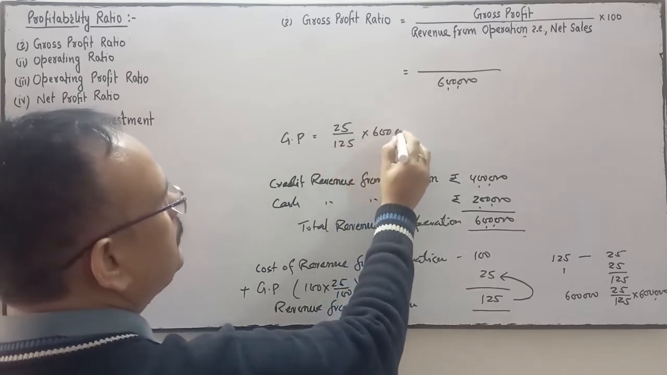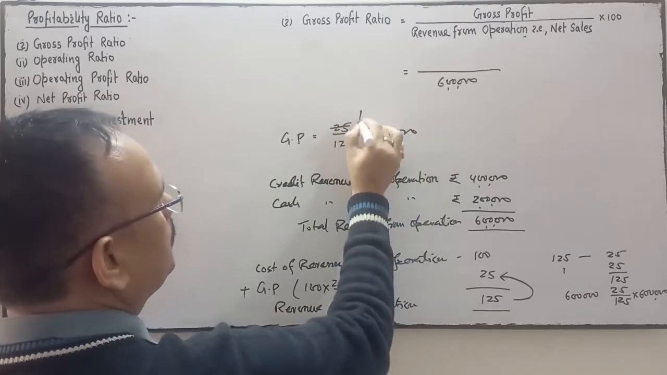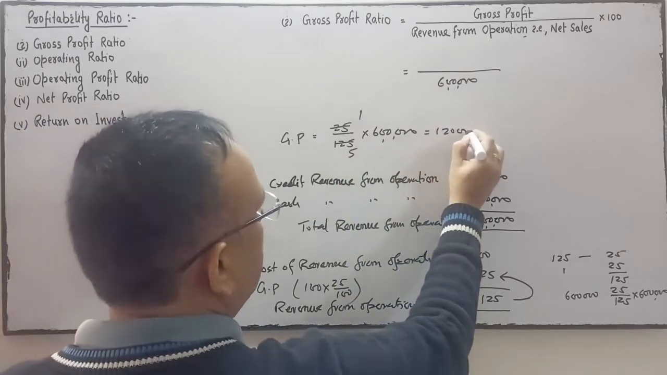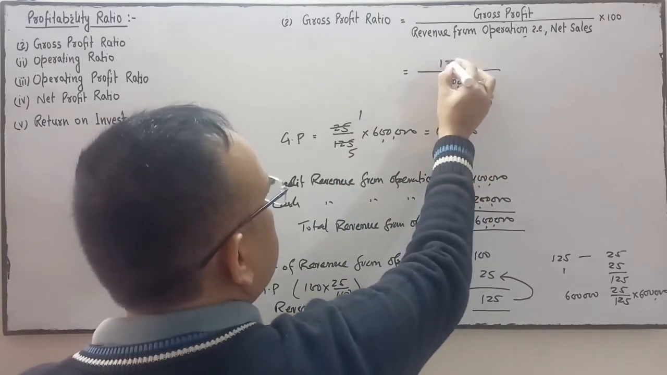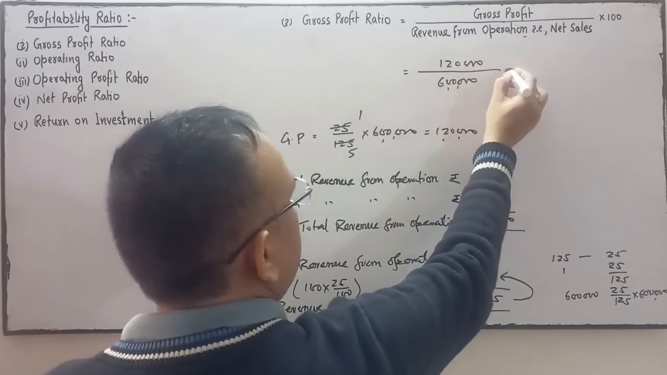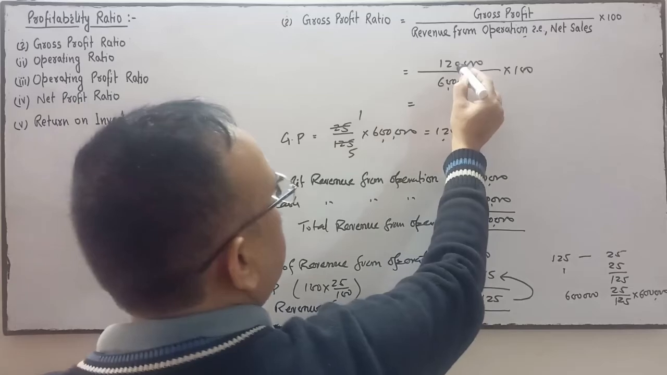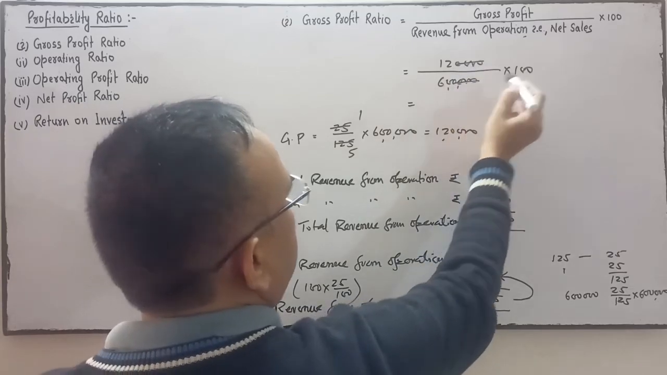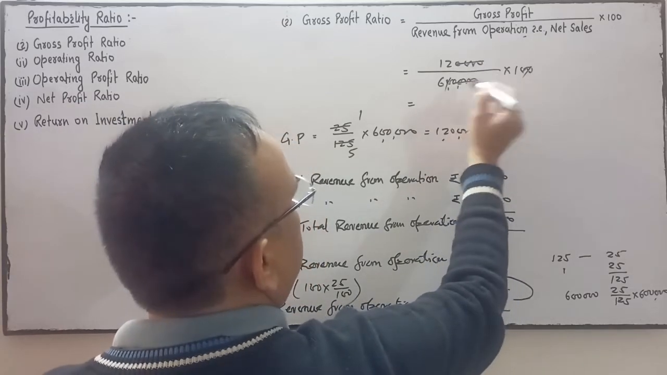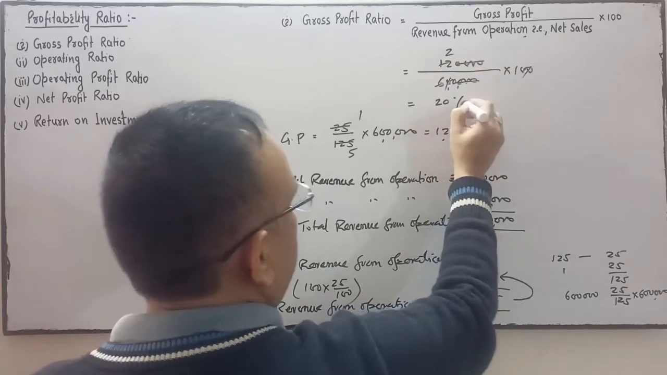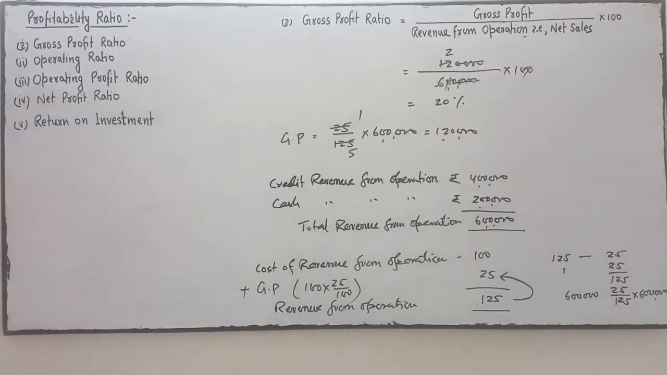Gross profit ratio. So it is 1 by 5, which means 1,20,000. So write 1,20,000. Gross profit is 1,20,000 into 100 into 100. Cancel the zeros, and it is 20%. Gross profit ratio is 20%.